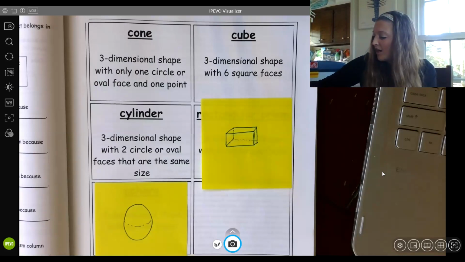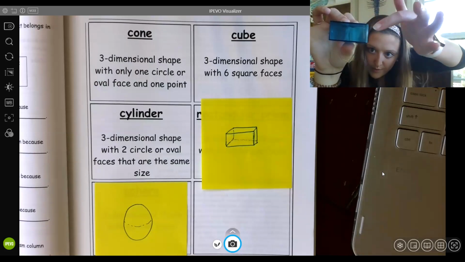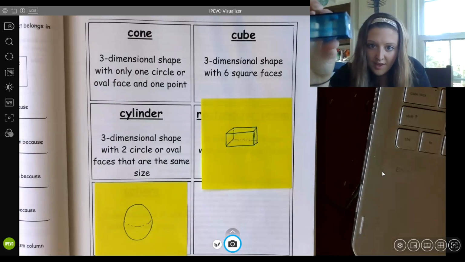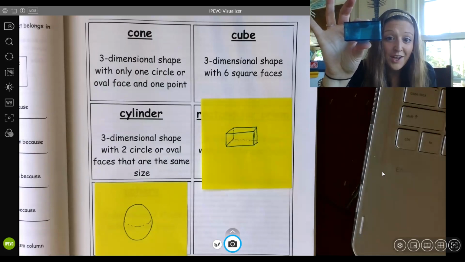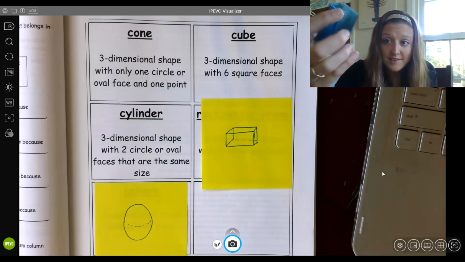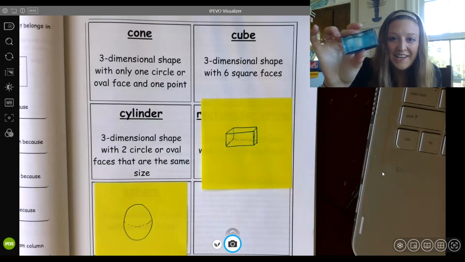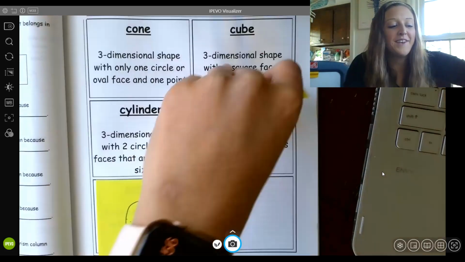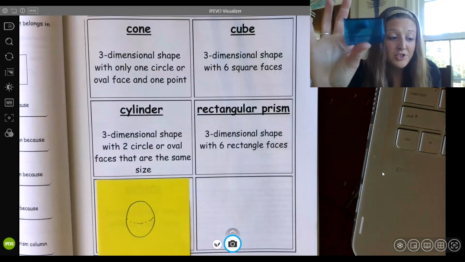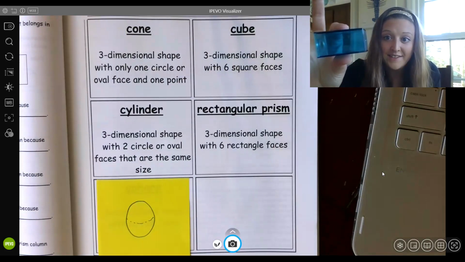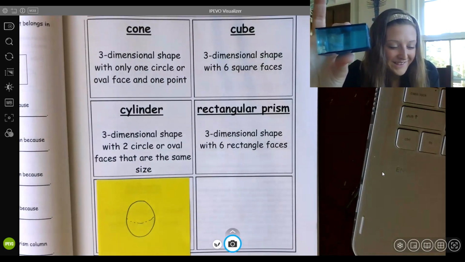The next one that we have here is this shape. If you look at what shape this is right here, what two-dimensional shape do you see this face is? This two-dimensional shape is a rectangle. Very good. So when it's a 3D shape and it's a solid, we call it a rectangular prism. Okay? So remember, it's a three-dimensional shape with 6 rectangular faces. Say it's a rectangular prism. What shape? Rectangular prism. Very good.